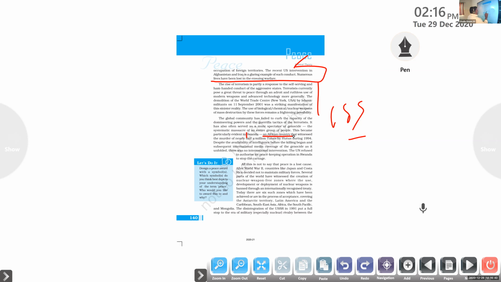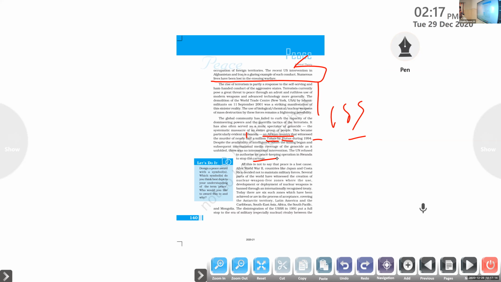They are called Tutsis and Hutus, in the year 1994. Two groups of people, two ethnic groups, two racial groups. They fought. Despite the availability of intelligence before the killing began and the subsequent international media coverage of the genocide as it unfolded, there was no international intervention. The UN refused to authorize its peacekeeping operation in Rwanda to stop the carnage. Carnage means the killing of a number of people.